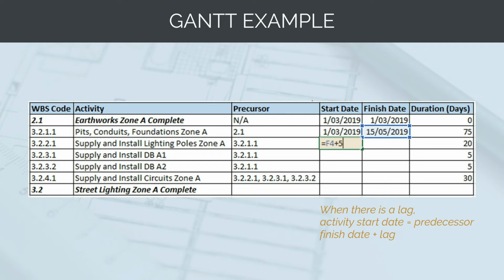When there's a lag between activities, using the example of our foundations needing to be done, and then we need to wait 5 days for the concrete to cure before we can stand the light poles, the start date of the following activity will be the finish date plus the lag. So if the foundations finish on the 15th of May, we can start standing the light poles on the 20th of May, 5 days after this.